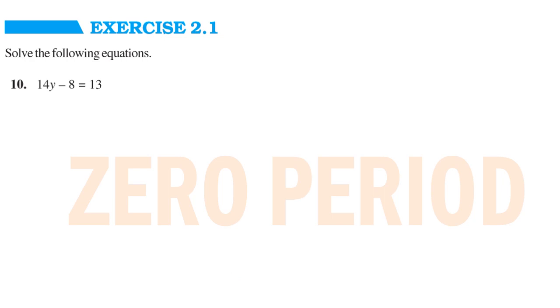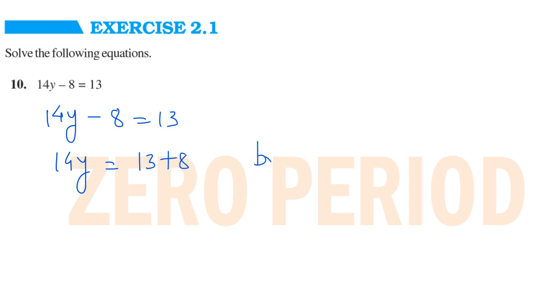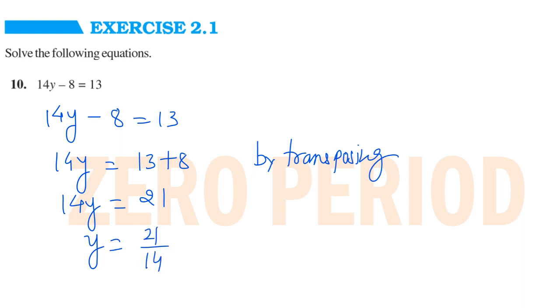Next question, solve the following equation. 14y minus 8 equal to 13. Therefore 14y will be equal to 13 plus 8. We transpose that 8 to the right hand side by transposing. That 14y is equal to 13 plus 8. I think it's 21. So y equal to 21 upon 14, 7 twos are 14, 7 threes are 21. So y equal to 3 upon 2. My answer is 3 by 2. This was question number 10.